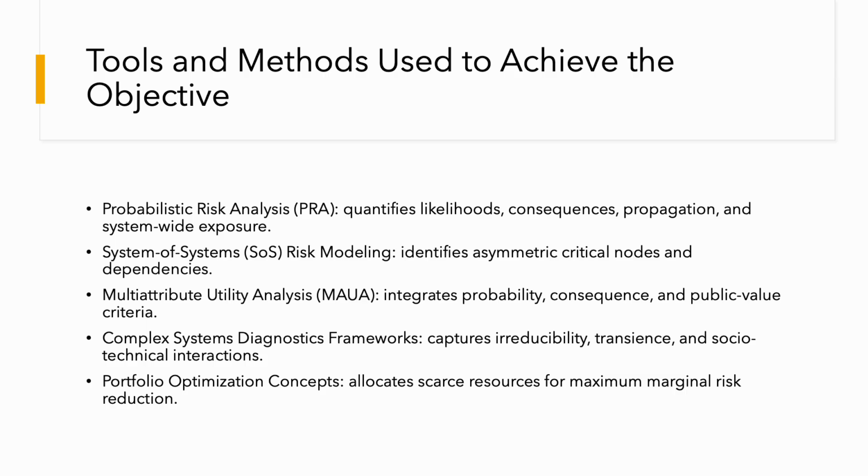Our analytical toolkit integrates PRA, system of systems risk modeling, multi-attribute utility analysis, and complex systems diagnostics. These methods allow us to quantify uncertainty, identify asymmetric risk contributions, and allocate resources based on marginal risk reduction. This is the methodical backbone of creating budget decisions that are mathematically reproducible, empirically defensible, and operationally sound.